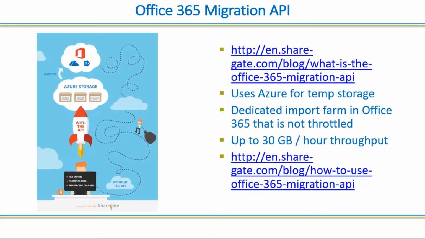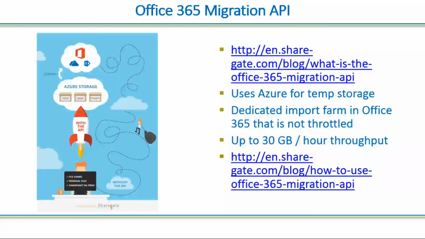So Ben's written some great blog articles around what is the Office 365 migration API and how do we use it. Basically, the idea is it uses Azure Storage as a temporary intermediary. So you've got a dedicated farm on the Office 365 side that's not throttled because you don't have anybody other than import jobs running against that. You load all your content up into Azure as fast as your pipe will allow it, and then it streams it from Azure into Office 365 as quickly as that dedicated 365 environment can intake that content.